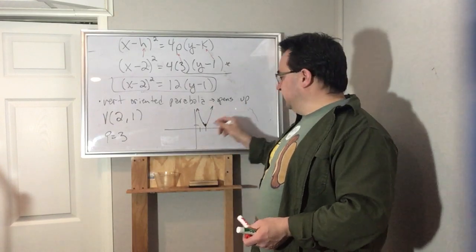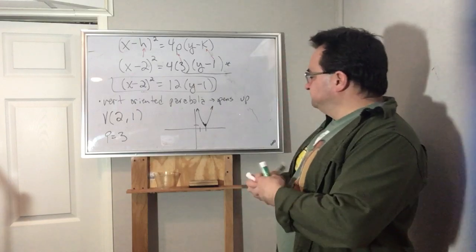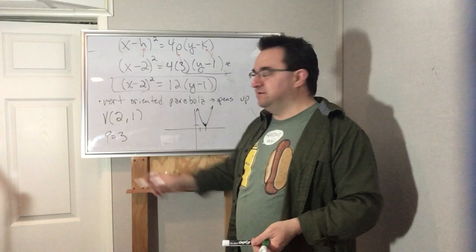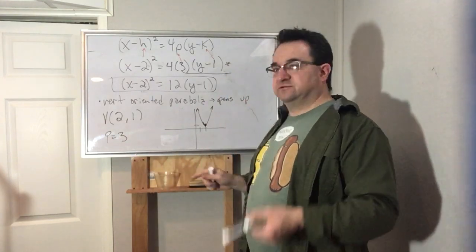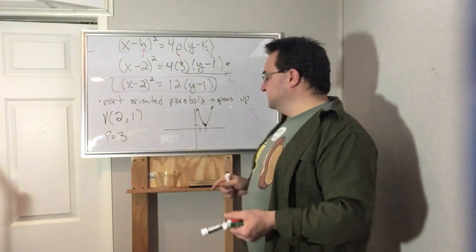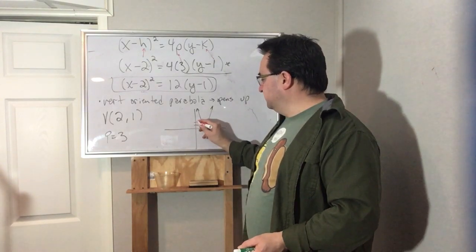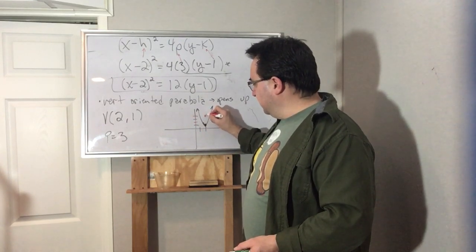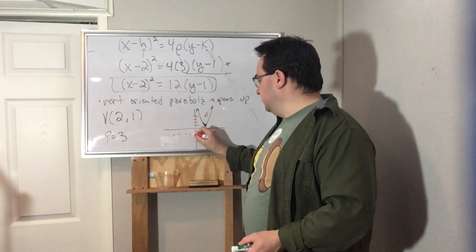Now I'm not going to care right now about how wide it is. You have to put the focus and the vertex in. Well, what does P tell you? P is how far from the vertex the focus is. And the focus is in the dish. So in this case, if this is 1 unit up, 2, 3, 4, 3 units above that will be my focus. And 3 units below that will be my directrix.